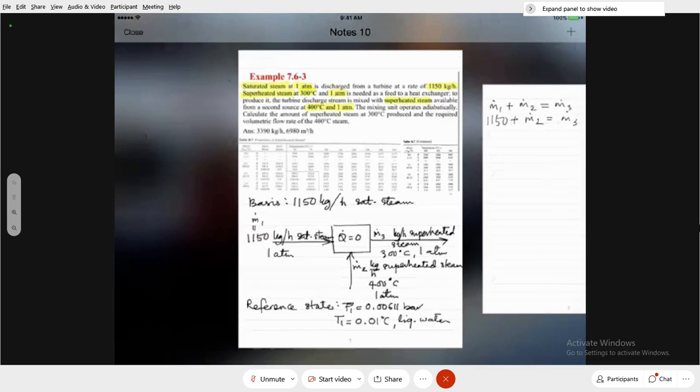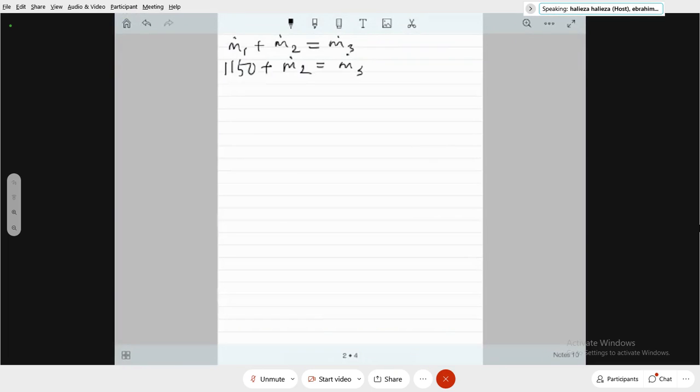Our energy balance is for an open system. So we have the enthalpy change, the kinetic energy change, and the potential energy change, equal to the change in heat plus shaft work.